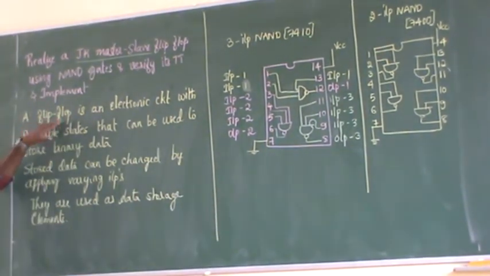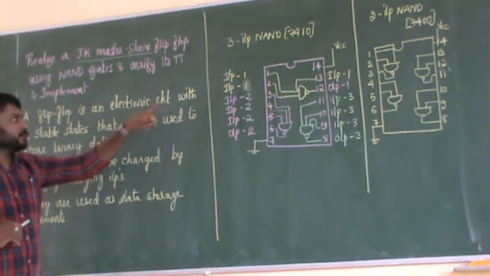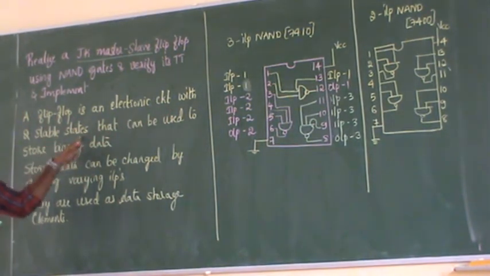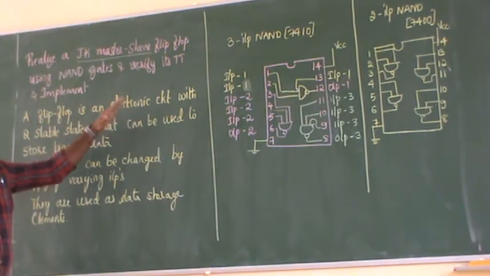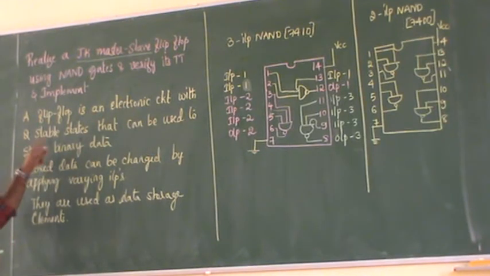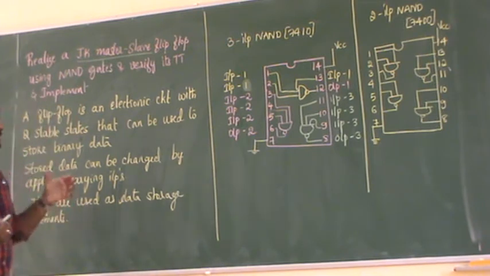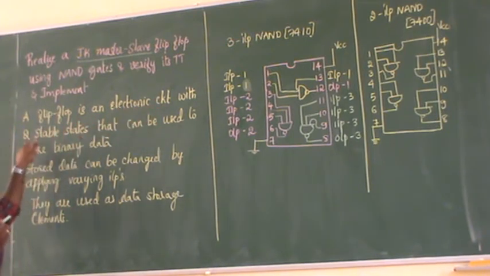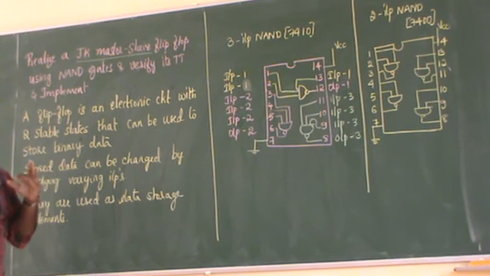So what is a flip-flop? A flip-flop is an electronic circuit with stable states. It is not unstable, it is a firm state. A flip-flop is an electronic circuit with two stable states that can be used to store binary data. It will be providing the two stable states.